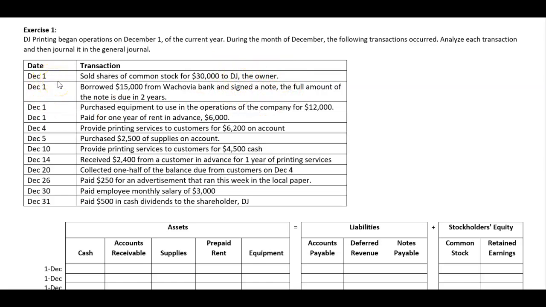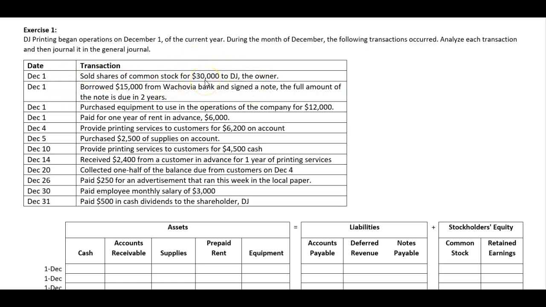Now in accounting, we must follow the economic entity assumption. We're accounting for the entity, not for the owners. So everything that happens, we're going to look at it from the lens of the company itself. So if the company sold shares of stock to the owner, then the company received $30,000.